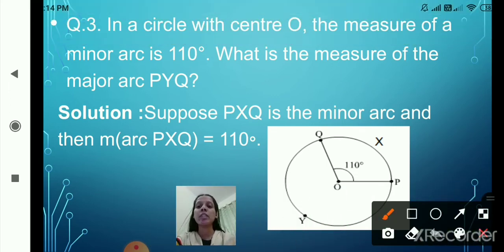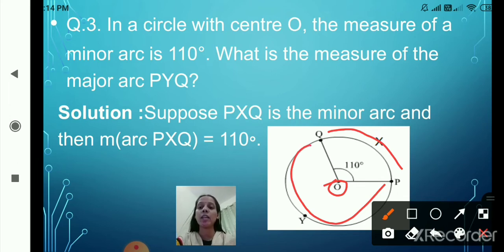In a circle with center O, the measure of a minor arc is 110 degrees. The measure of the minor arc, this arc PXQ, is given as 110 degrees. What is the measure of the major arc PYQ? This major arc PYQ, the bigger arc, we have to find out, and the other arc is given, that is 110 degrees.